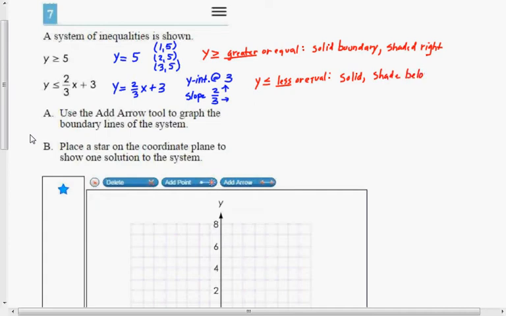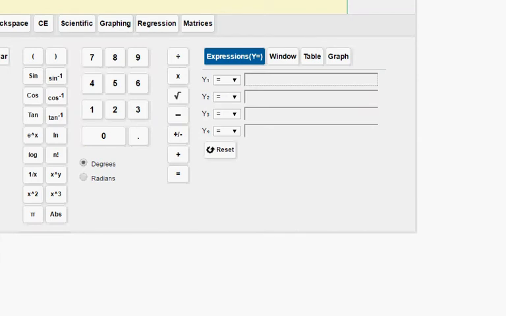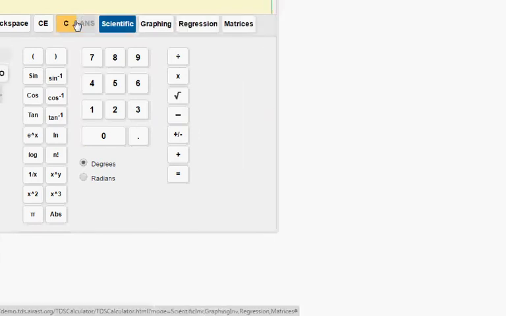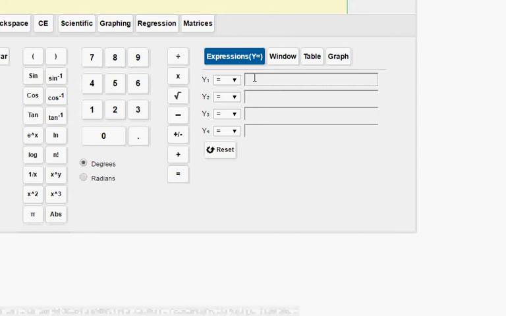So we could pull all that off without any technology, but I do want to show you two things. I want to show you how to graph this using the technology that you'll have access to during the test. So if you pull that calculator up, we can graph the line y is greater than or equal to 5. Again, you're probably going to get pulled up the scientific mode. You go to the graphing mode, and it pulls you into this expressions menu. So I want to graph the line y is greater than or equal to 5.